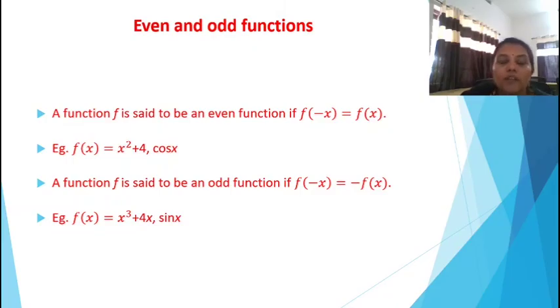Now we have the definition of even and odd functions. A function f is said to be an even function if f of minus x equal to f of x. Example, x square plus 4 cos x. Also, all constant functions are even functions. x square, x raised to 4, x raised to 6, all functions with even powers are even functions.